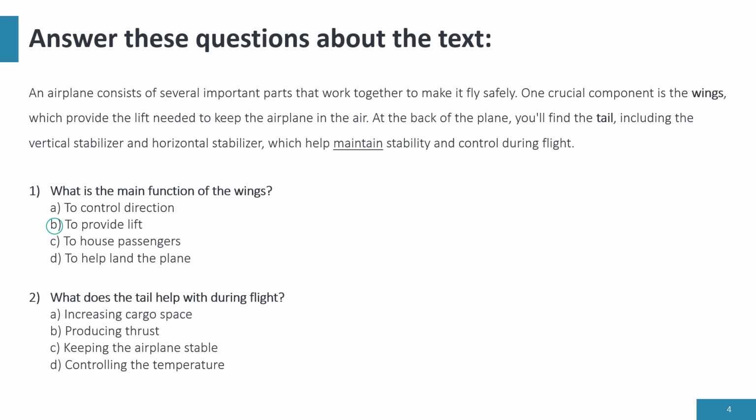And the next question: what does the tail help with during flight? Okay, let's find tail this time. At the back of the plane, you will find the tail, including the vertical stabilizer and horizontal stabilizer, which help maintain stability and control during flight. So, the answer is keeping the airplane stable: help maintain stability and control during flight.